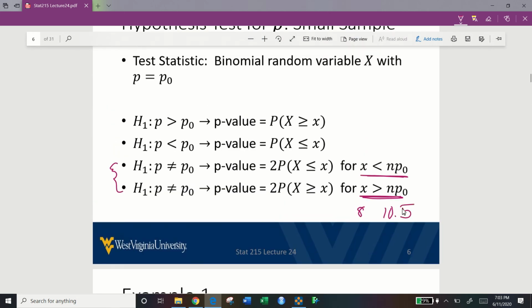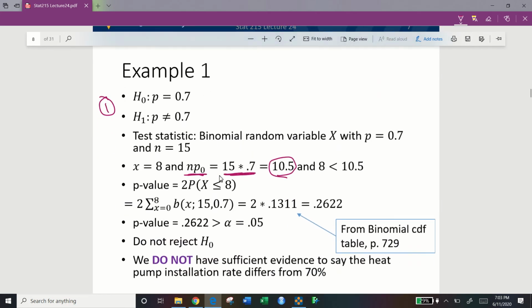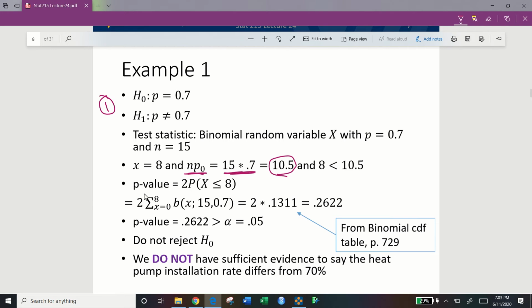This is clearly a case where 8 is less than n times p naught. So that means to calculate our p-value, we are going to have to do 2 times the probability of x less than or equal to x. To plug in, this means our p-value is going to be 2 times the probability of x less than or equal to 8.